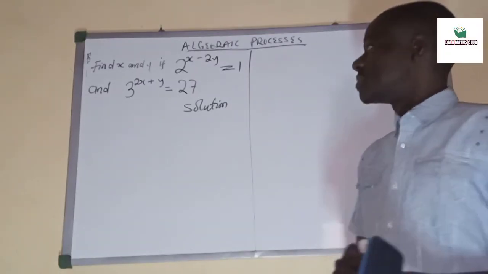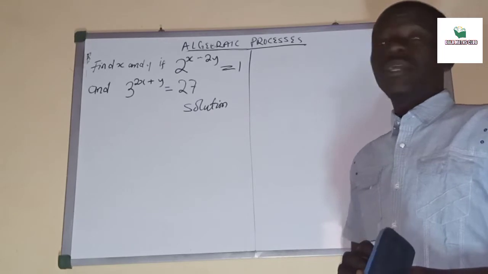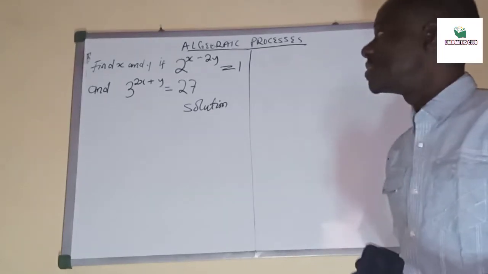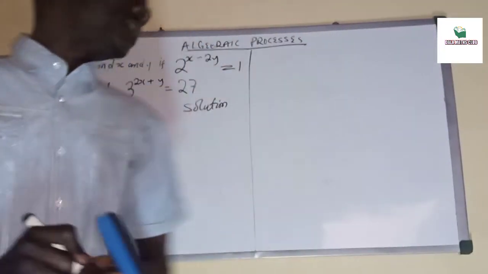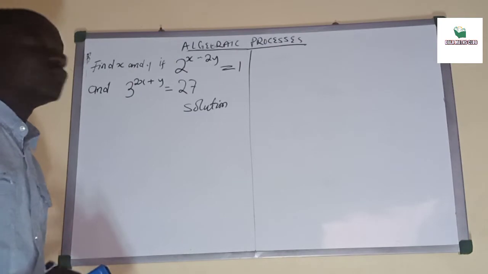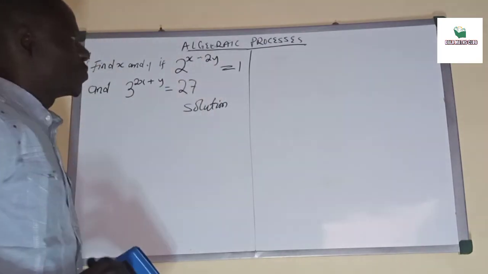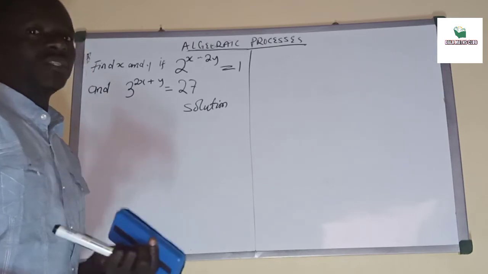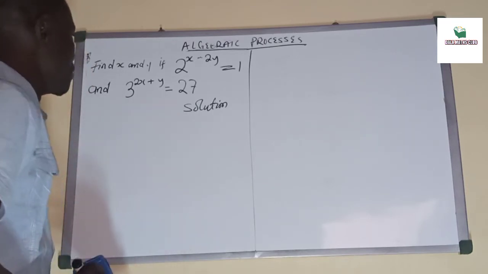Welcome to our channel. Today we are going to continue from where we stopped under the algebraic process. The next question says, find x and y if 2 power x minus 2y is equals to 1 and 3 power 2x plus y is equals to 27.